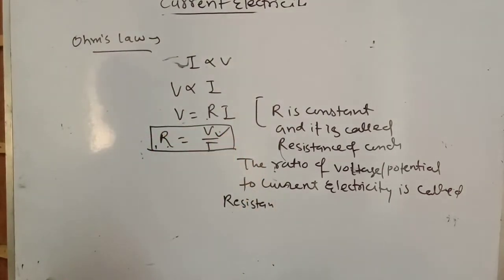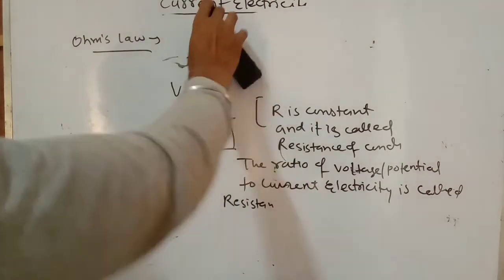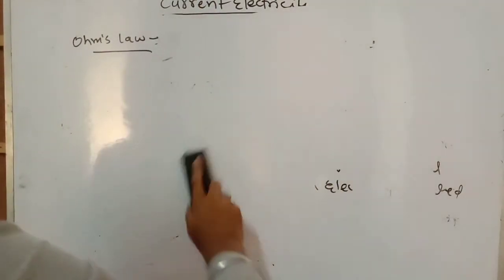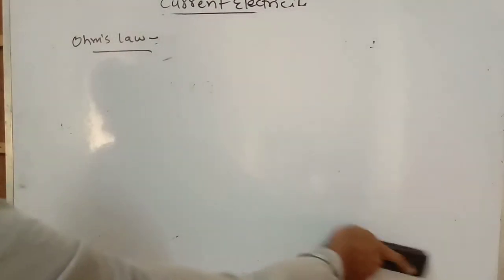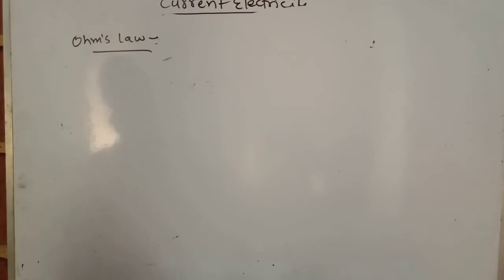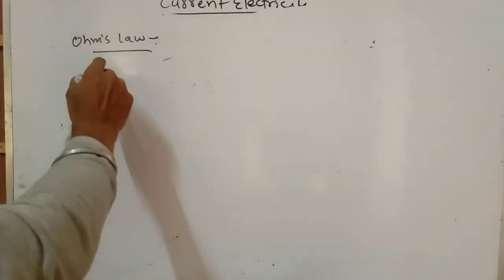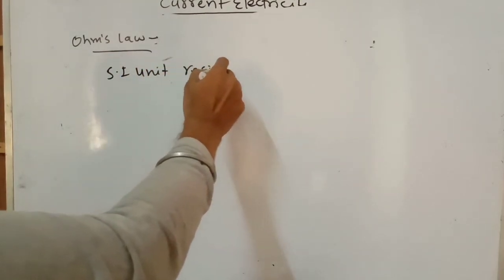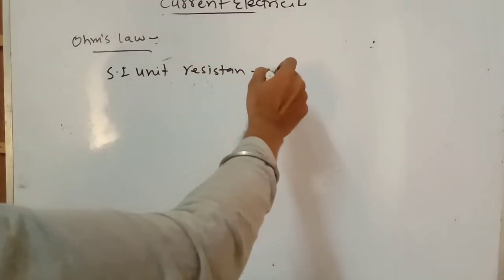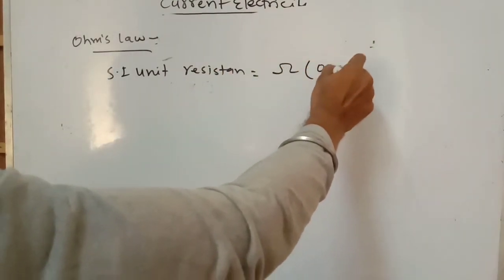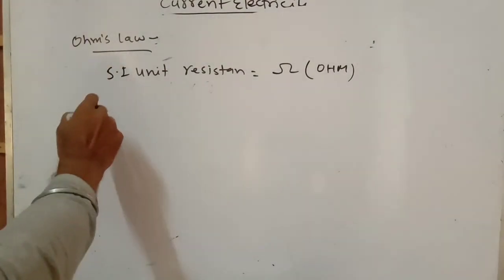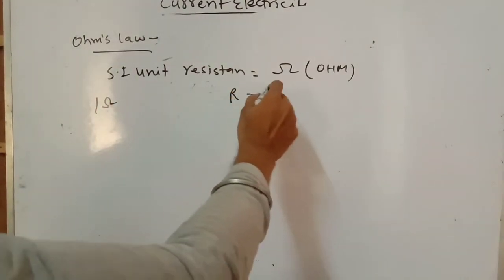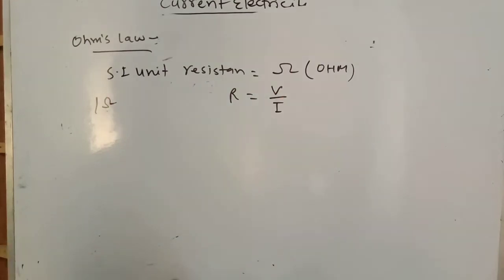Okay, so now, what is the unit of resistance? The SI unit of resistance is ohm. So how can you define 1 ohm? We already said R equals the ratio of the potential difference across the conductor and the amount of current flowing through the conductor.